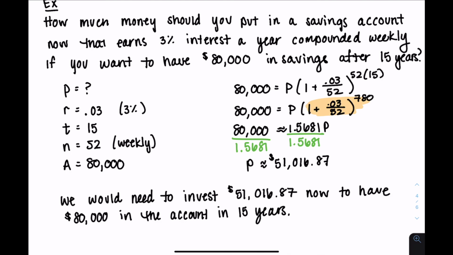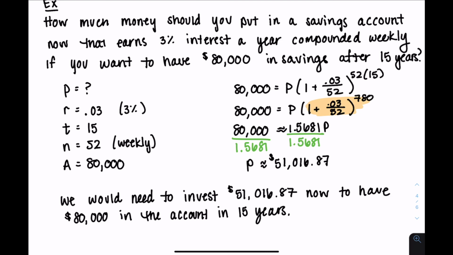$51,016.87. So really, we should invest this amount to guarantee in 15 years, we're going to have $80,000. So these accounts are nice. It's going to be hard to find an account that would actually give you 52 times compounded interest.